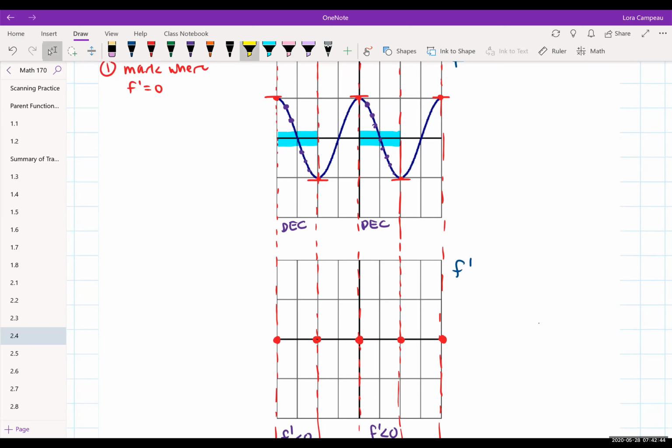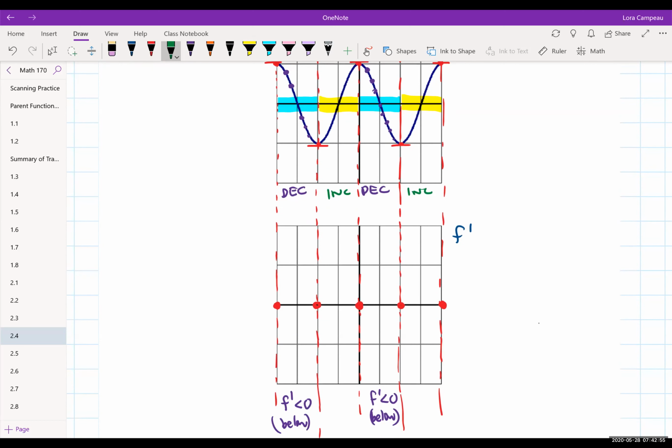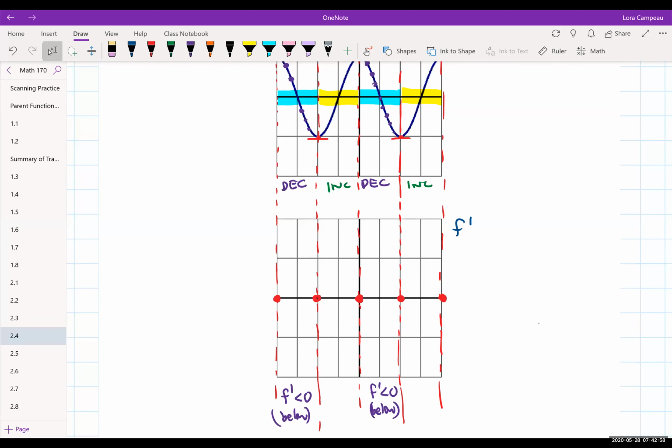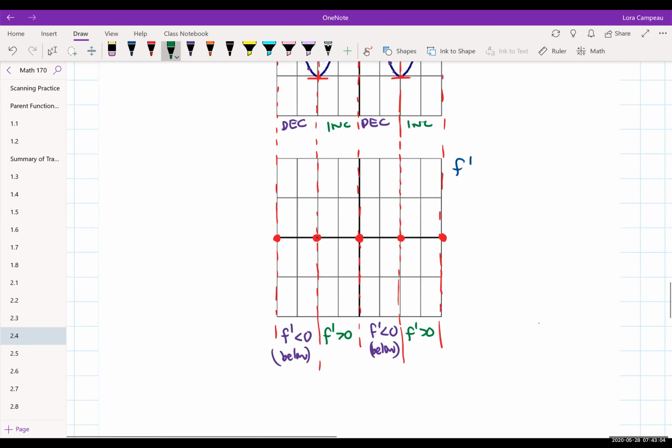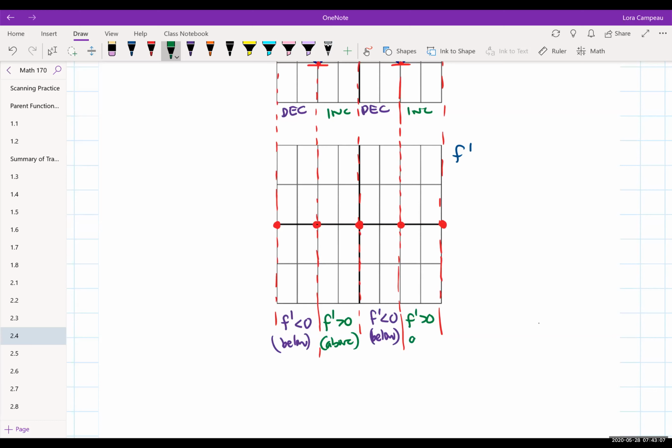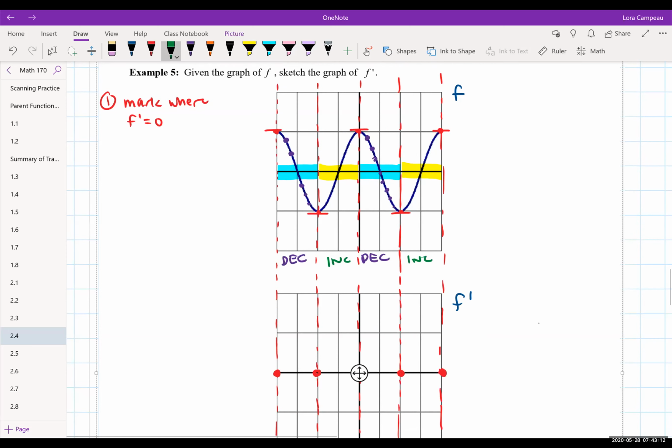And then look at your other regions. It appears, similar to our last example, that we have some increasing regions. So if we have increasing, we should have our derivative be positive, and that would be above the x-axis if you were trying to explain it. If it helps you, highlight the regions. It's not always necessary, but I can remember that I should have these above, and corresponding.